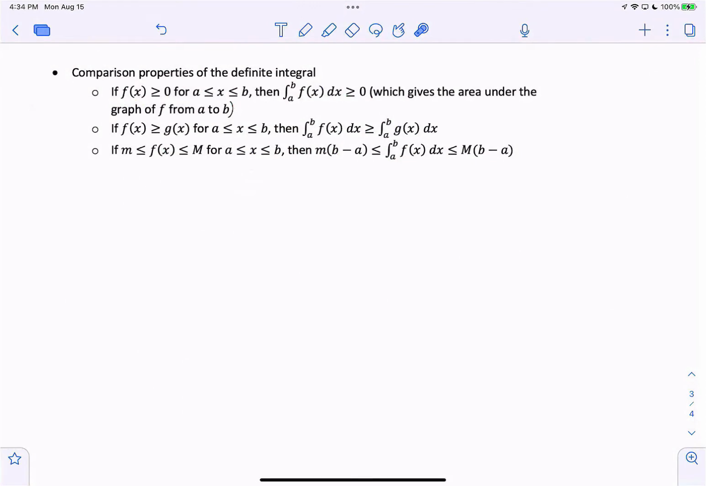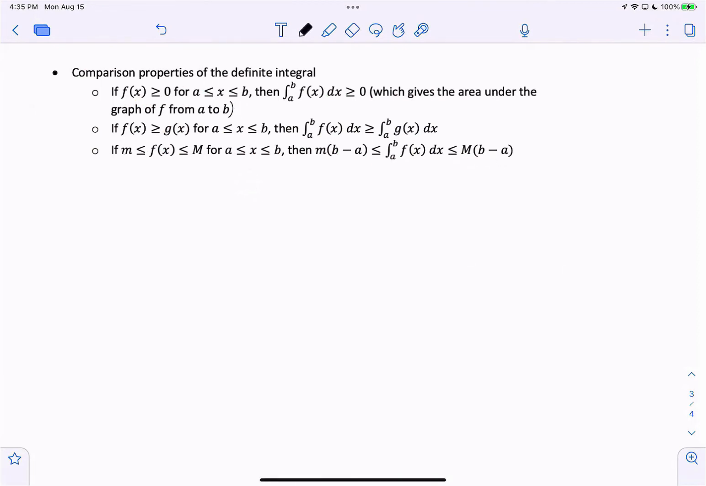If we have two functions, f and g, and f is never smaller than g on the interval from a to b, then the integral of f from a to b is not smaller than the integral of g from a to b. And then this last one's a little much. If f of x is between two values, lowercase m and uppercase M, then the integral is between two values: m times the quantity b minus a, and uppercase M times the quantity b minus a.